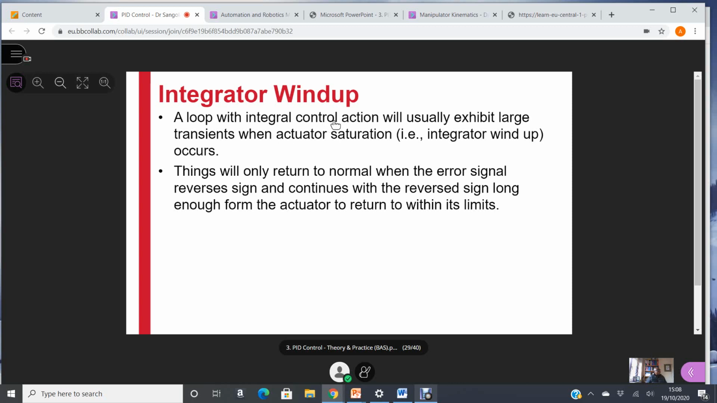When the actuator is saturated and the integral control winds up, what you see is that the closed loop response will exhibit large transients and large oscillations. That will be evidence of integrator windup. And unfortunately, if you don't take amelioration measures, things will only return to normal when the error signal finally reverses sign and continues with the reverse sign for a long enough period for the actuator to return to within its limits. So that is the problem of integrator windup.